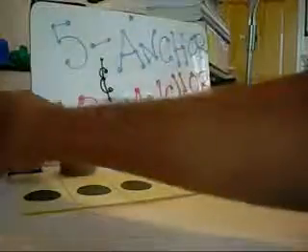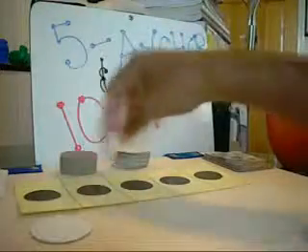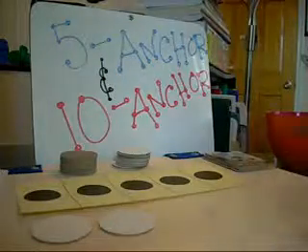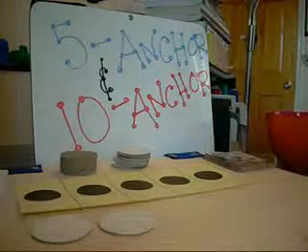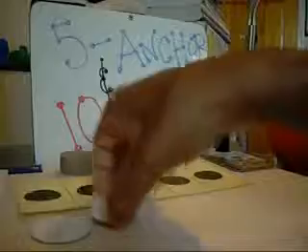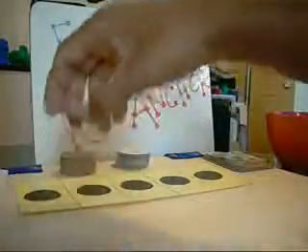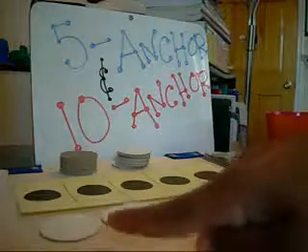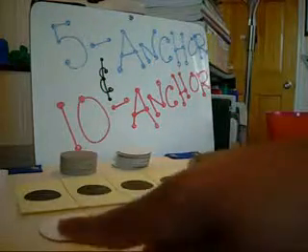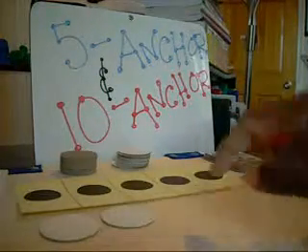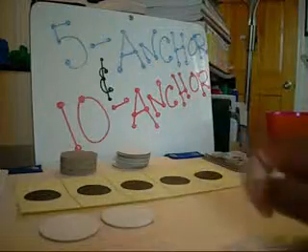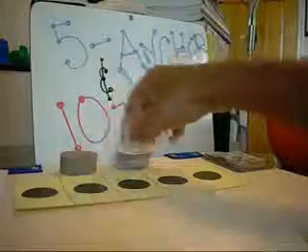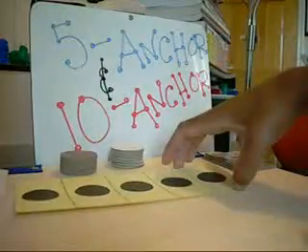Number 7. 6, 7. 7 is 5 and 2 more. So 5 plus 2 equals 7. Or 7 minus 2 equals 5.